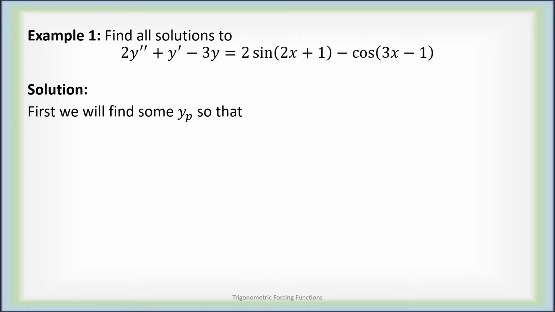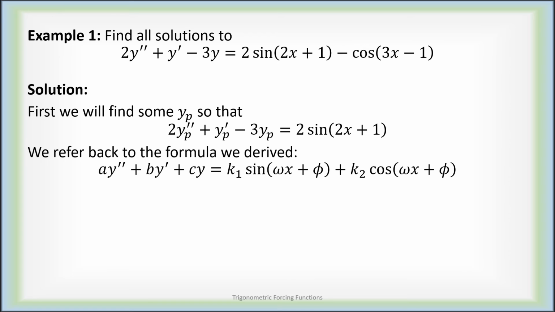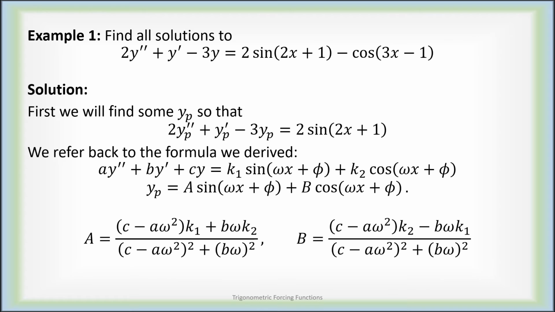First, what we have to do is find some y sub p, so that if we were to use it in the differential equation, we could produce that first term of 2 sine 2x plus 1. But we've already done a lot of very general work deriving formulas. Whenever we have ay double prime plus by prime plus cy equals something times a sine of omega x plus phi plus something times cosine omega x plus phi, we know that our particular solution is given by some multiple of a sine of that same period and phase shift plus something times a cosine with the same period and phase shift, where A and B have very explicit formulas that we worked out.